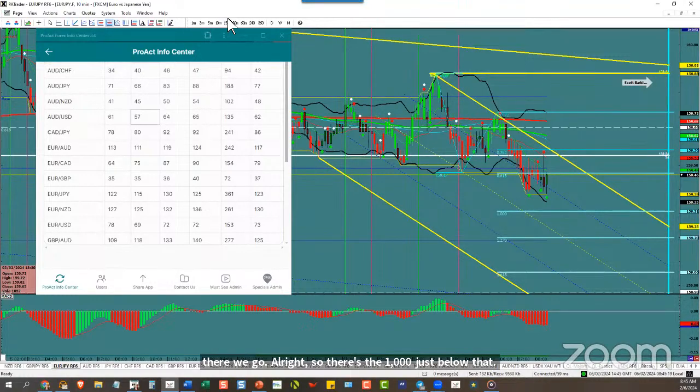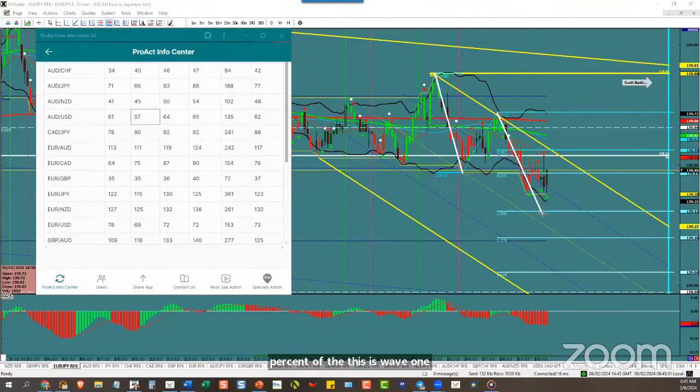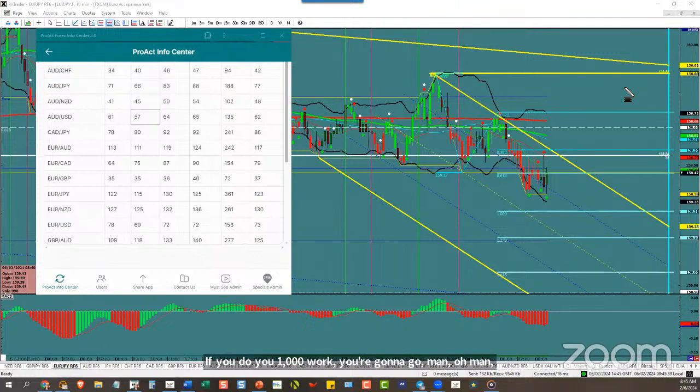All right. So the bankers like things balanced. So the 1,000 is 100% of wave one. It's 100% of wave three. All right. That's what it is. And they go to it. If you do your 1,000 work, you're going to go, man, oh man, and they go to that probably over 90% of the time. All right. So remember, it's about statistical probability. We got to trade you a channel to the downside.